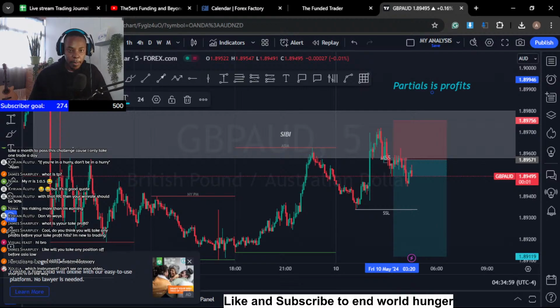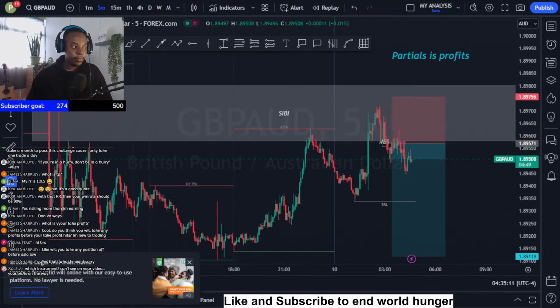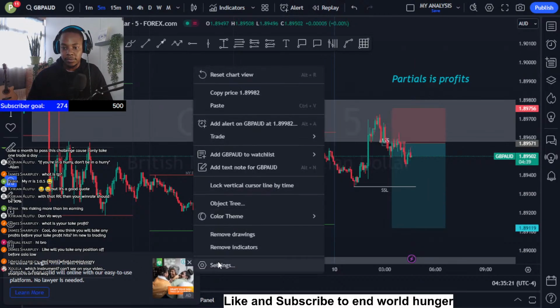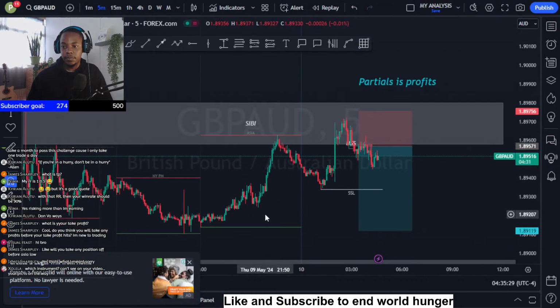Which instrument? You guys can see it's literally in the watermark. GBPAUD. It's here. It's there on top. It's GBPAUD. I thought the watermark was clear enough, guys. We got GBPAUD.